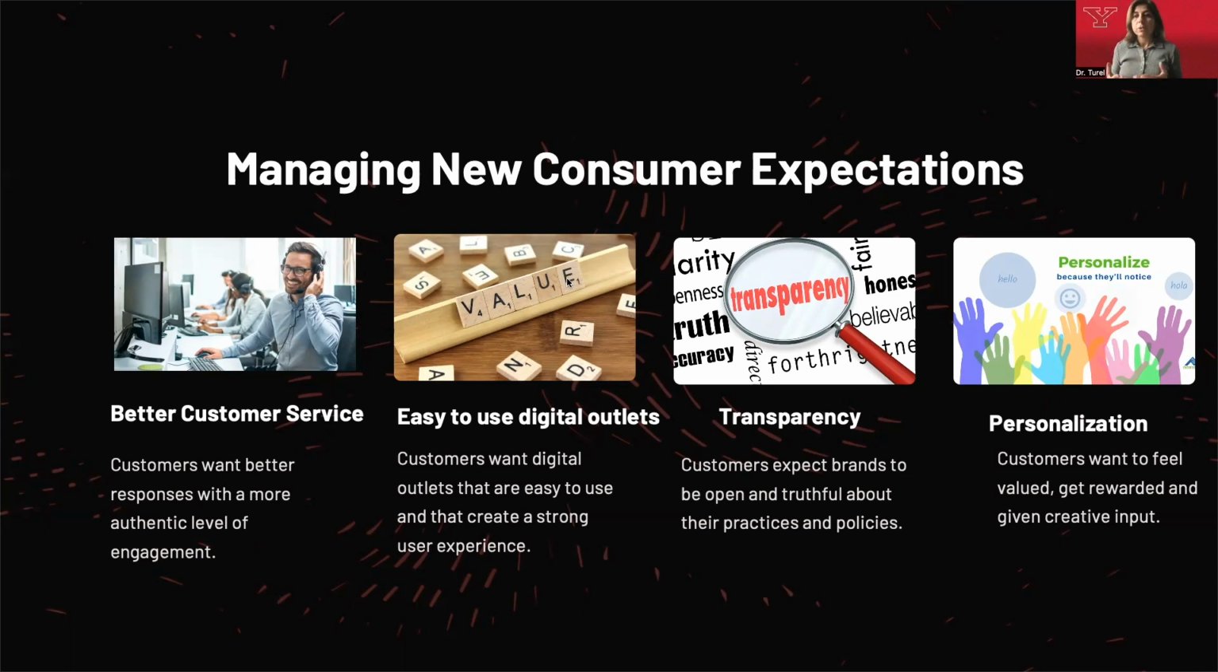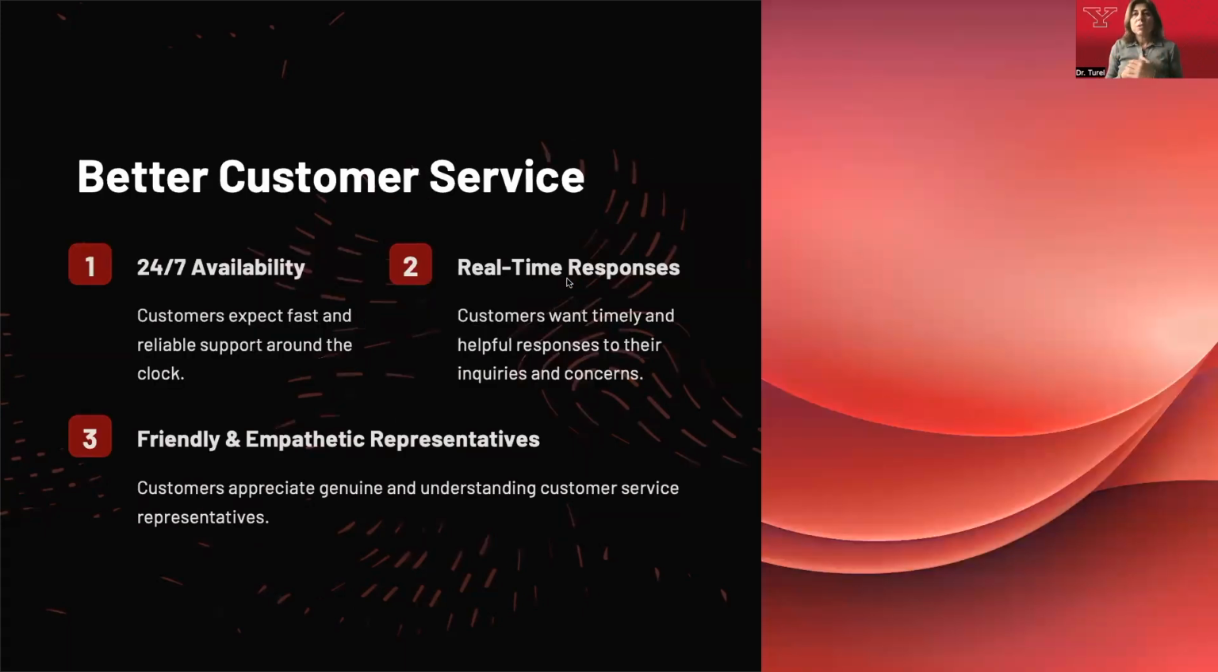they want to get rewarded, and they want to be given creative input. So for better customer service, you can talk about different things like 24/7 availability, real-time responses, friendly representatives, representatives who are empathetic to the customers, and so on.